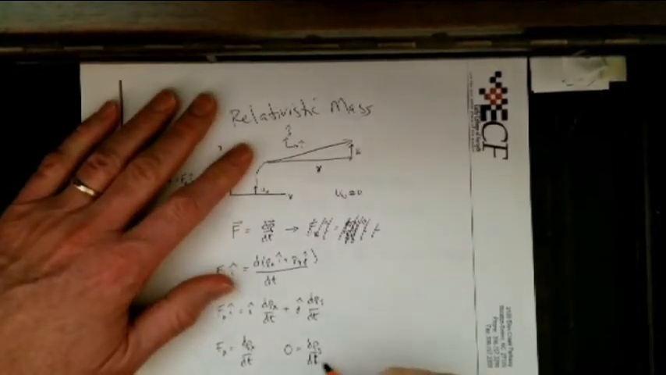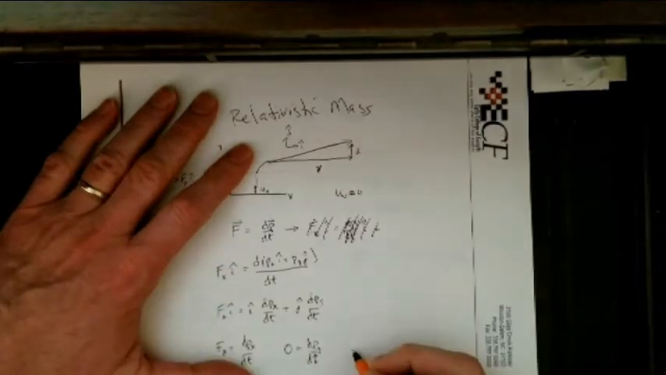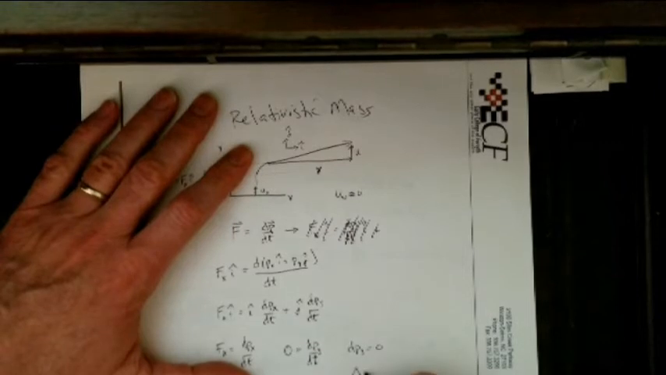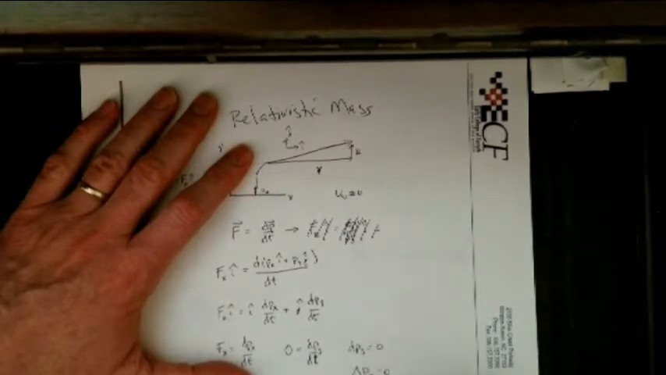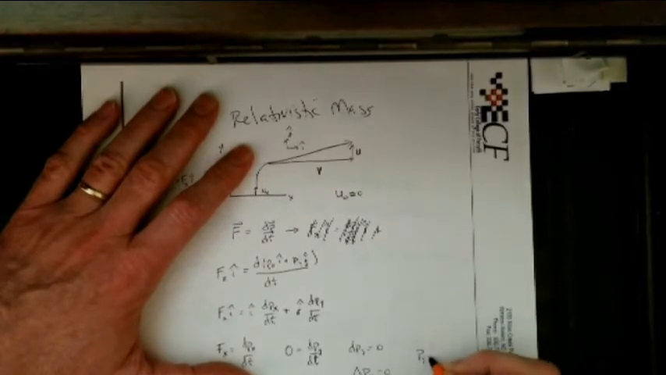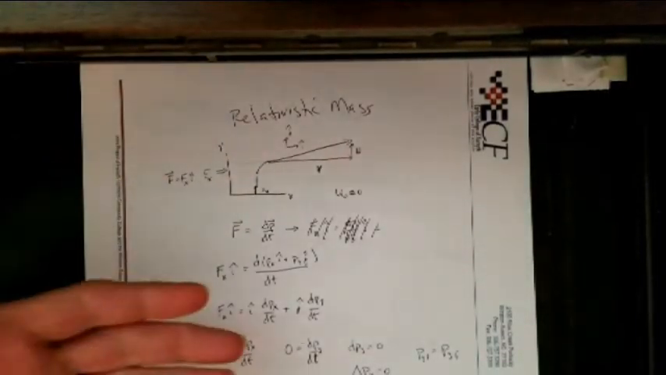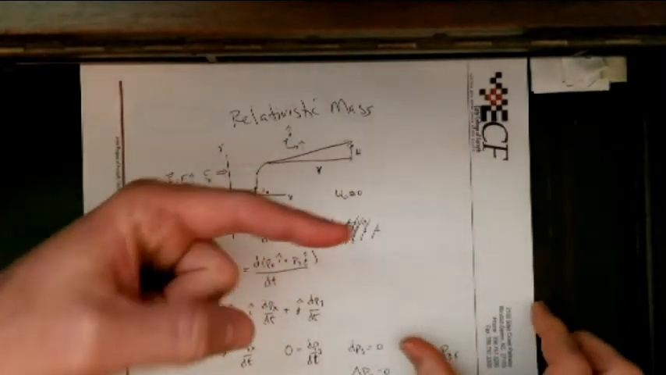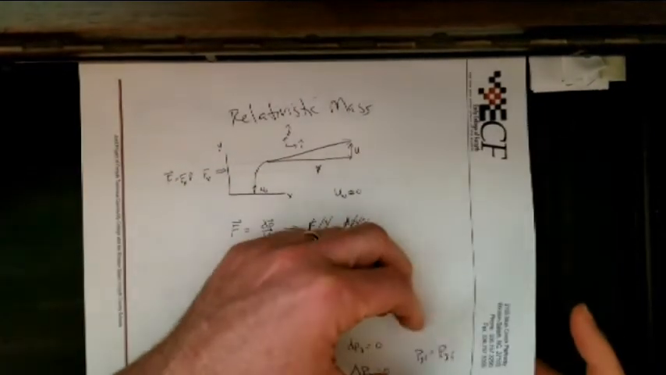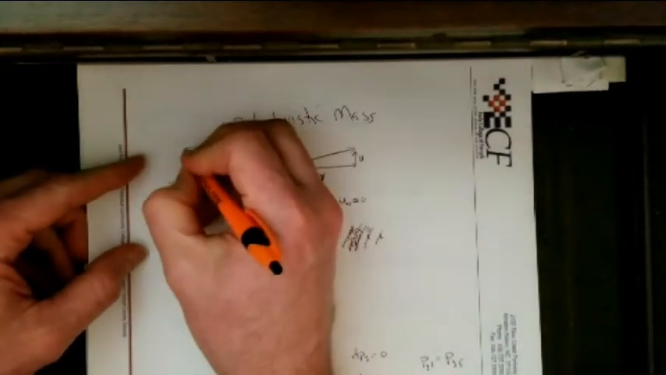We know that the derivative is equal to 0, so dpy is equal to 0, or the change in the momentum in the y direction equals 0. Therefore, py initial equals py final. There's no change in the y direction. Since the force is in the x direction, the only change in momentum is in the x direction. We will come back to this. We will call this the S frame.